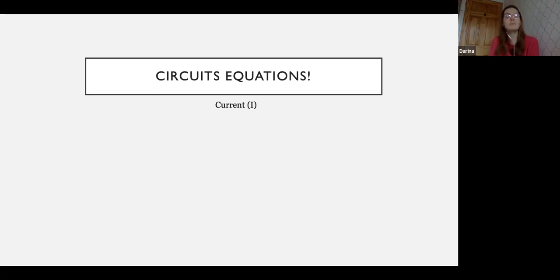Amps, excellent. And the abbreviation is A. Yes, well done, everyone. And what is a definition of current? So we usually tie this to an equation. So if you can think of an equation to find current, that would be really good.